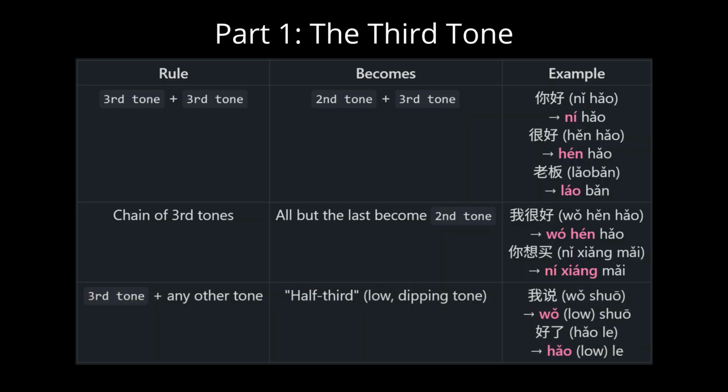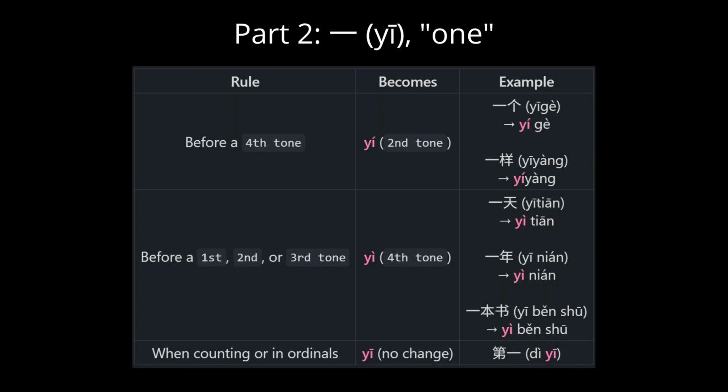These changes apply within one spoken phrase. If you pause, you can keep a full third tone with the rise. Next up, the number one, yi. This word is a chameleon. It changes its color, its tone, based on the word that follows.